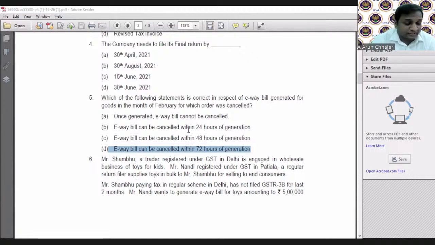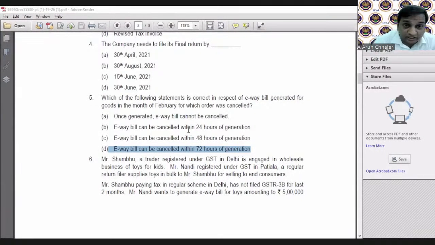The next question: we know that a taxpayer cannot file the GSTR1 before the end of the current tax period. GSTR1 cannot be furnished before the end of the tax period. However, there are two exceptions. Can you tell me what those two exceptions are?